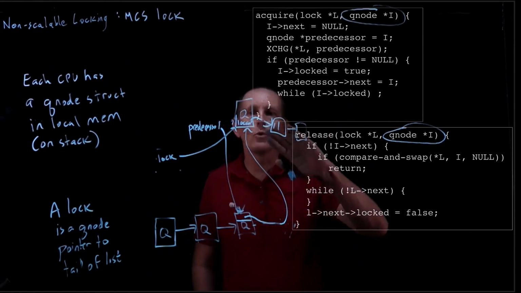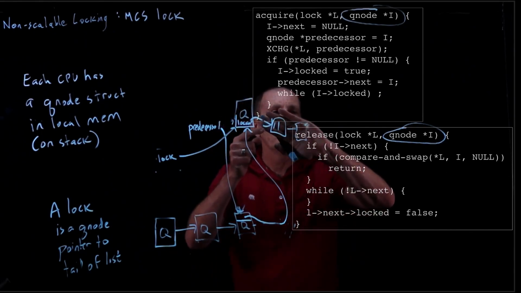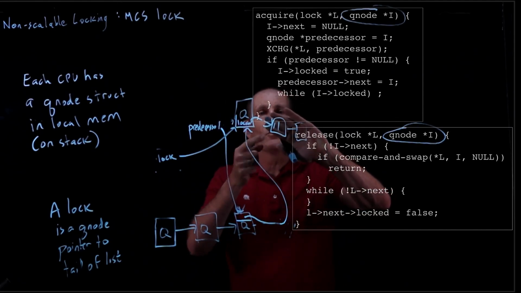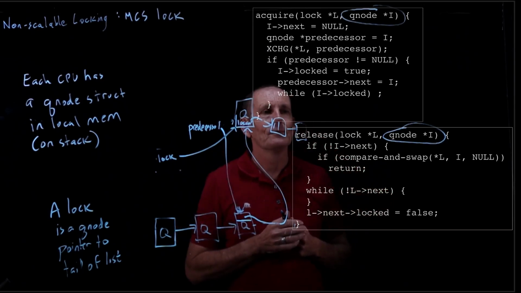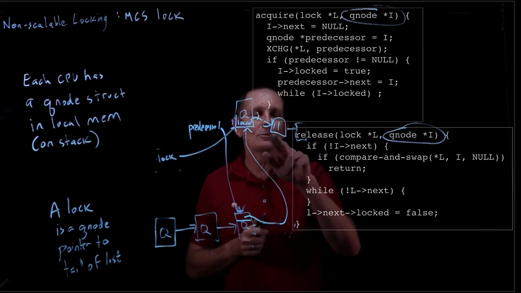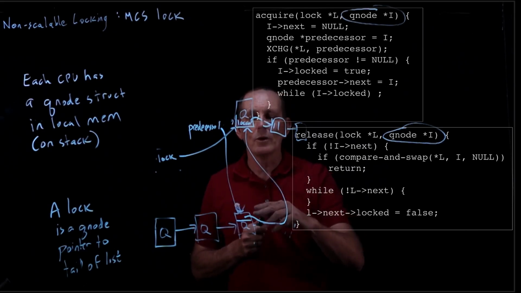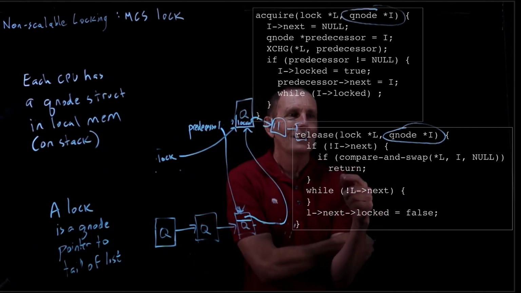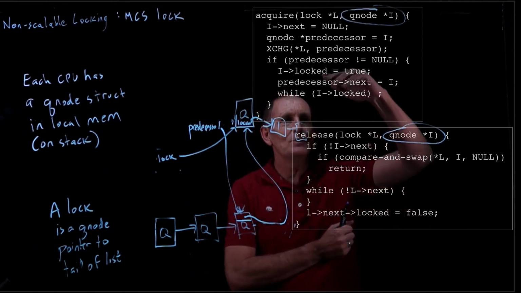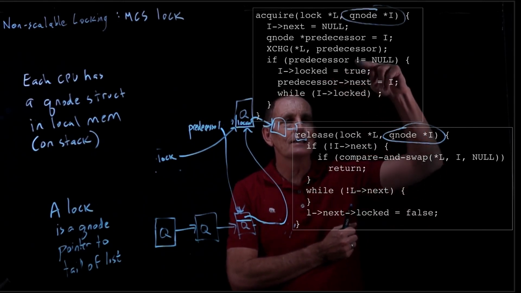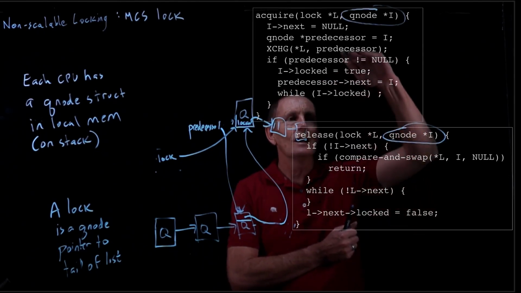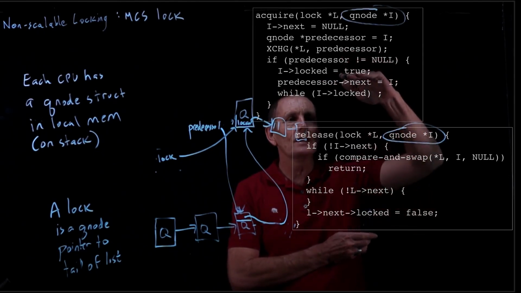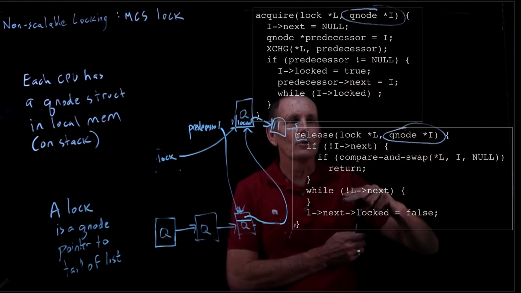Okay. So the two possibilities are, when we looked, there was a next, or there wasn't a next when we looked, but then when we did the swap, lock didn't point to us. So in either of those cases, we do have some next. It may be that the next isn't set until here. So we've got to wait after the exchange, where the compare and swap failed, for the next to be set. So that's what we wait for here.